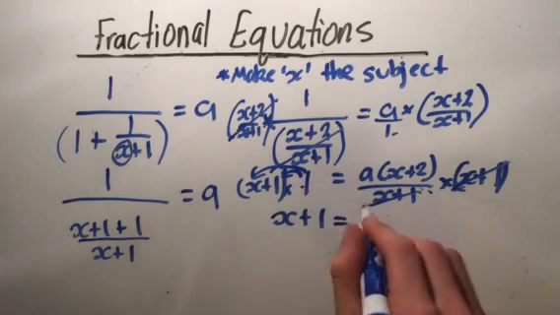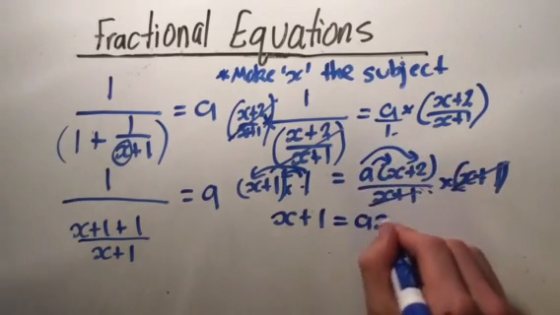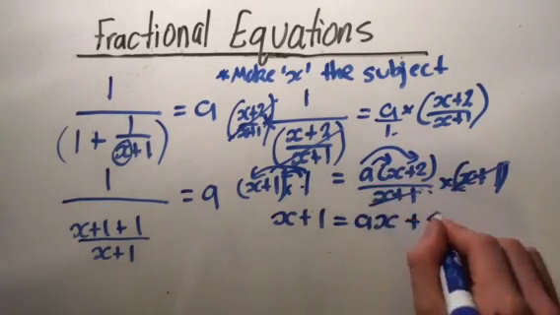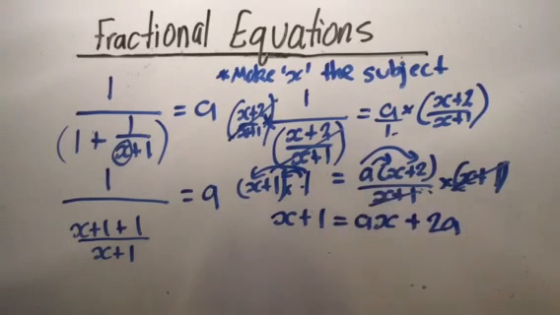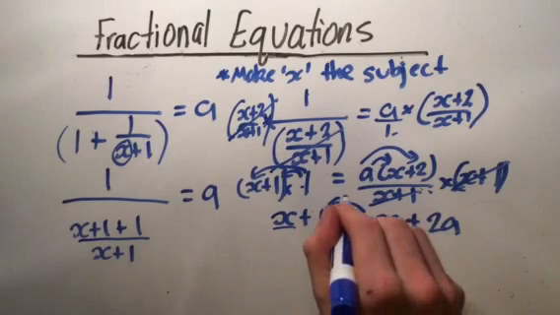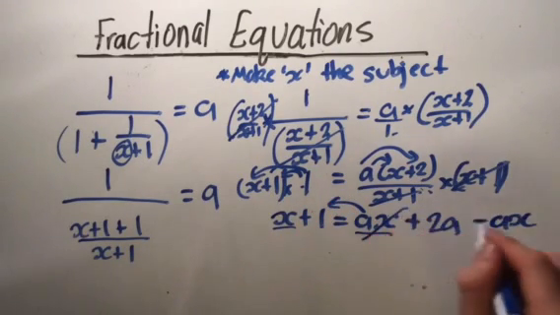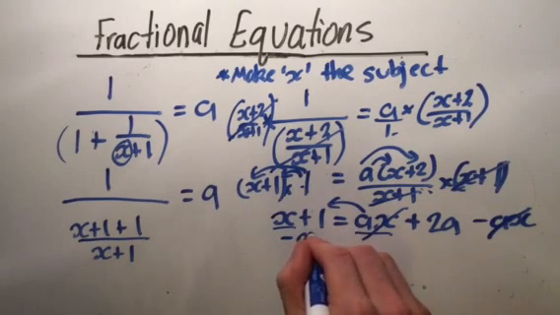So we get x plus 1 equals a, and I'm going to expand this out. A times x, ax, plus 2a, a times 2. And then I'm going to get all the x's together. Remember, that's always our aim. I want to make x the subject, so I've got to get all these x terms on the one side. So I'm going to pull this over here by minusing it. Okay, so we're going to minus ax from both sides, so that gets rid of that. And I'm going to minus ax over here.